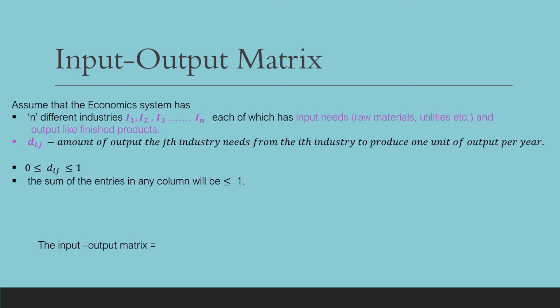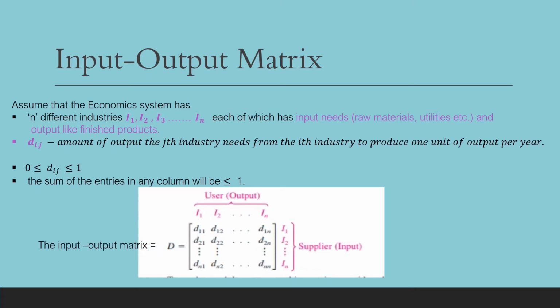So in this case, the input-output matrix will be denoted by the letter D, where the supplier inputs for the different industries I1, I2, I3 are given, and the user outputs are also there. The rows and columns here in the input-output matrix will represent the amount of output the jth industry needs from the ith industry to produce 1 unit of output per year.